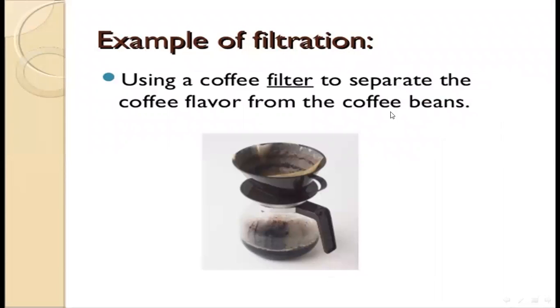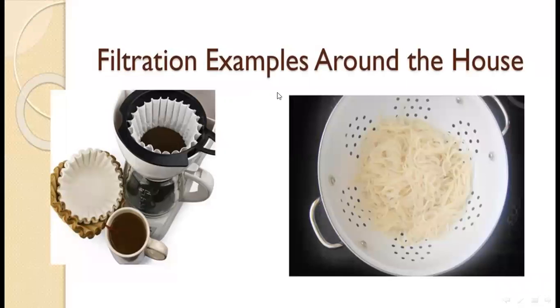Here you see the example of filtration. We're using a coffee filter to separate the coffee flavor from the coffee beans. And here you see the solid particles of coffee, called residue, and this liquid is called filtrate. Filtration example around the house: these noodle-like solid particles are called residue. After this, the liquid passed through the filter paper is called filtrate.